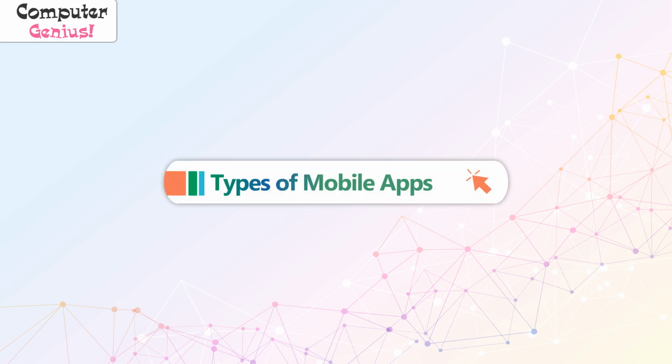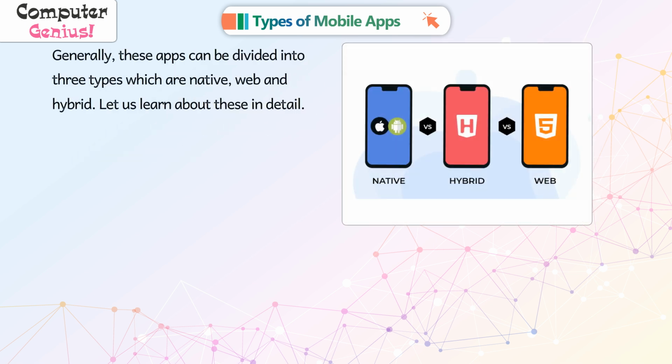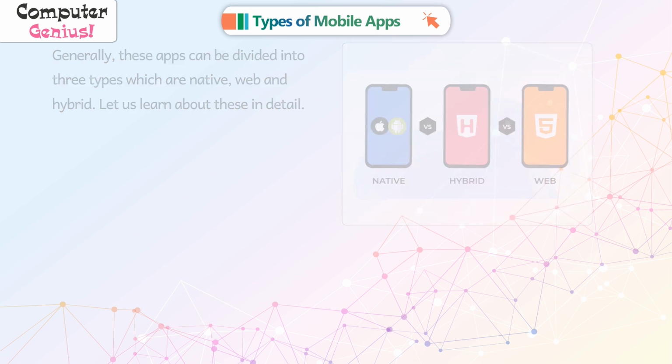Types of mobile apps. Apps provide specific functionality to your mobile and tablet devices in a more simple and user-friendly manner. We use so many apps on our mobile device to perform different types of tasks. Generally, these apps can be divided into three types, which are native, web, and hybrid. Let us learn about these in detail.